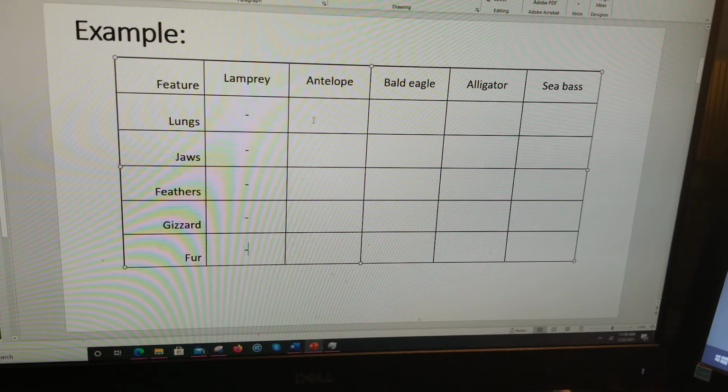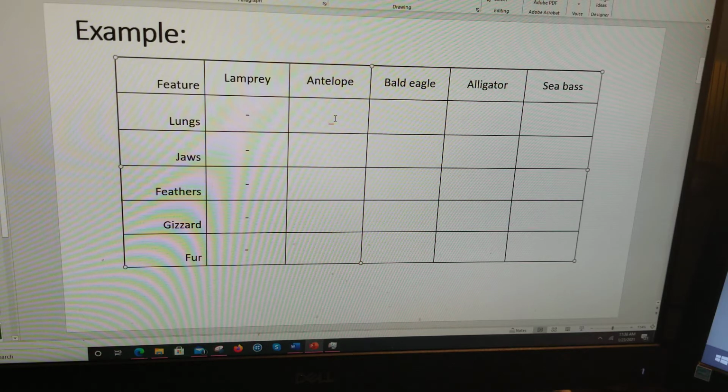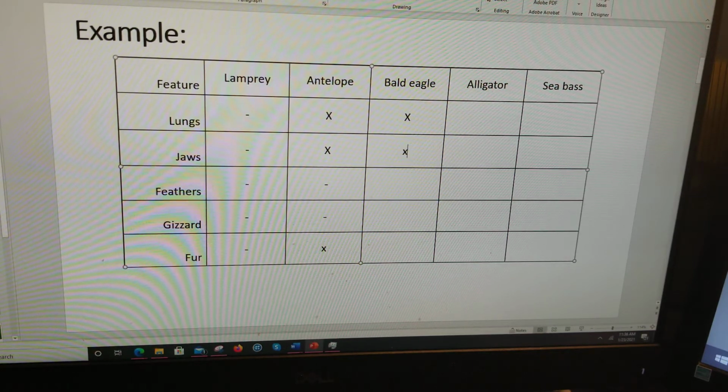Okay, the antelope has lungs, it has jaws, it has no feathers, no gizzard, and has fur. The bald eagle has lungs, it has jaws, it has feathers, it has a gizzard, but no fur.